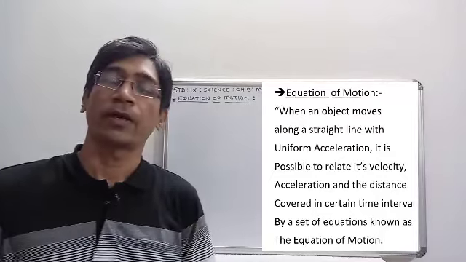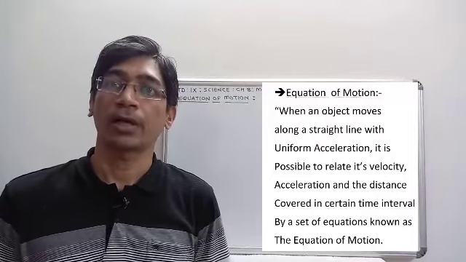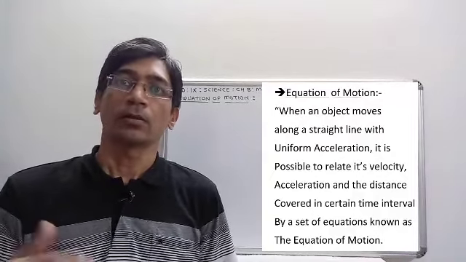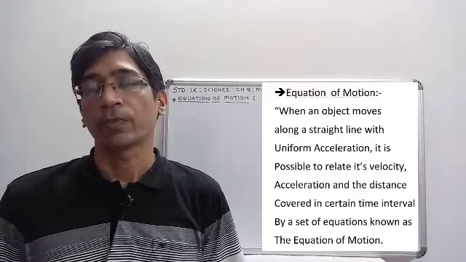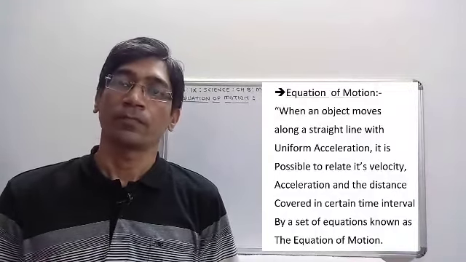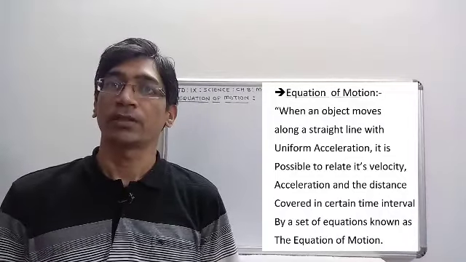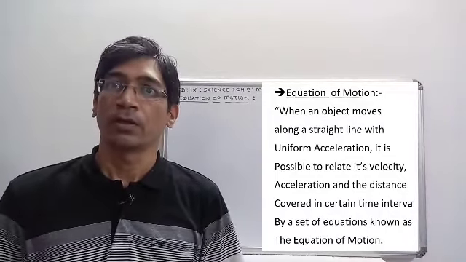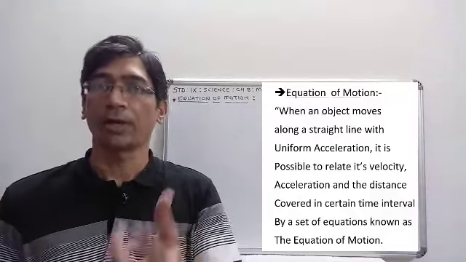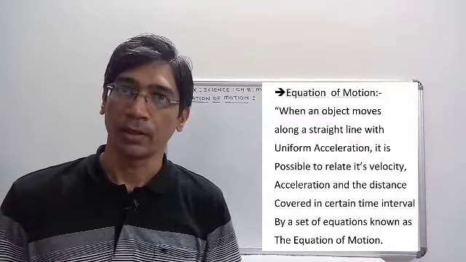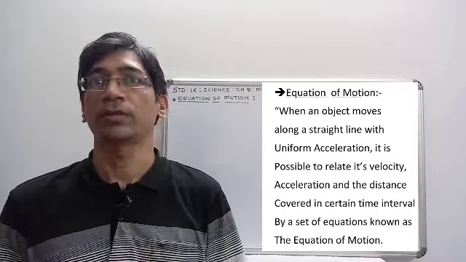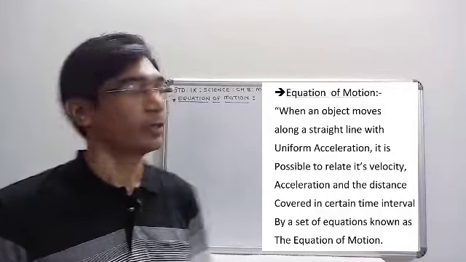Whenever we take an object moving on a straight line with uniformly accelerated motion, the three quantities velocity, acceleration and distance, which are related with time, are expressed in terms of a set of equations. So this is known as the equations of motion.